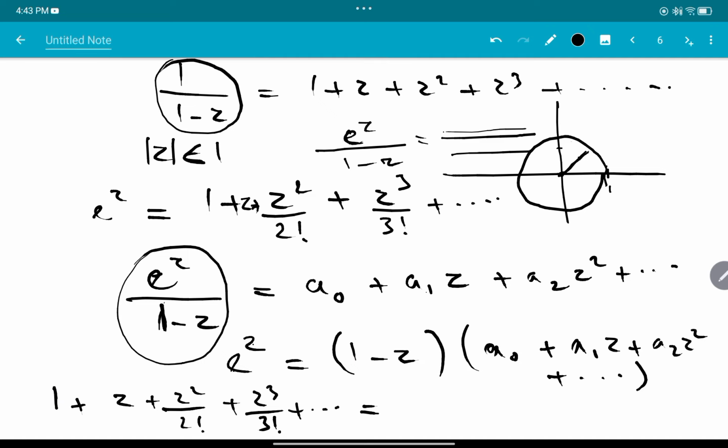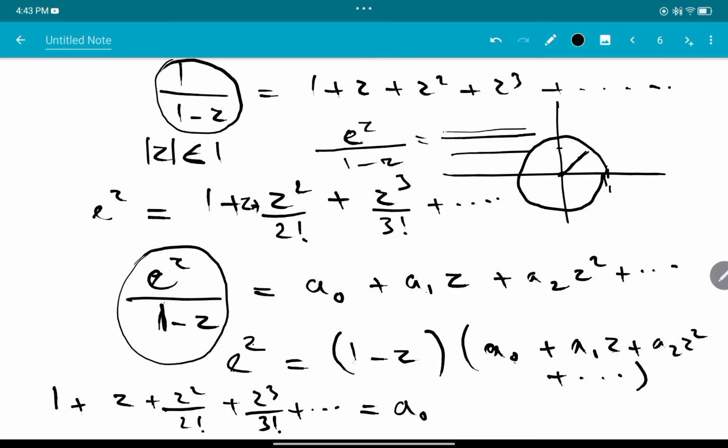Now suppose I multiply 1 into a naught, so I will have a naught instead of 1, and then 1 into this will leave it as such. The 1 will not create any havoc here. So far as the minus z is concerned, when I multiply by this, I have minus z a naught, minus z into a1 z, that is a1 z square, then minus a2 z cube, and so on.